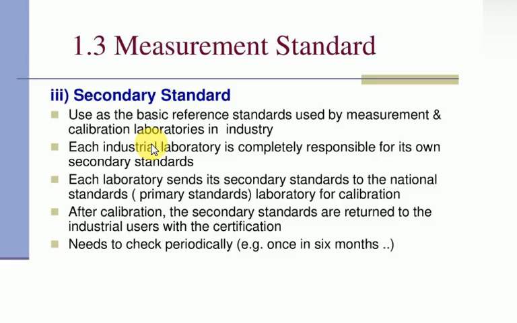Once in 6 months we have to periodically check the secondary standards. Secondary standards are the basic reference standards used in the laboratories. These are the highest level of standards that a manufacturer has, and each industry has its own standards. The industry that maintains the secondary standards is responsible for their calibration. They are periodically sent to the national standards laboratory for calibration and comparison against primary standards.